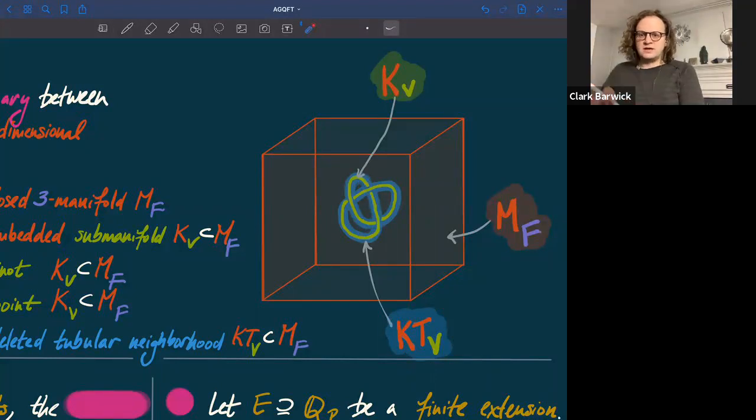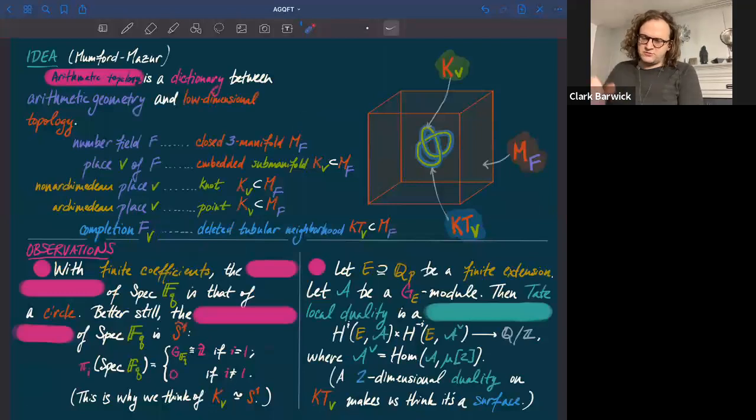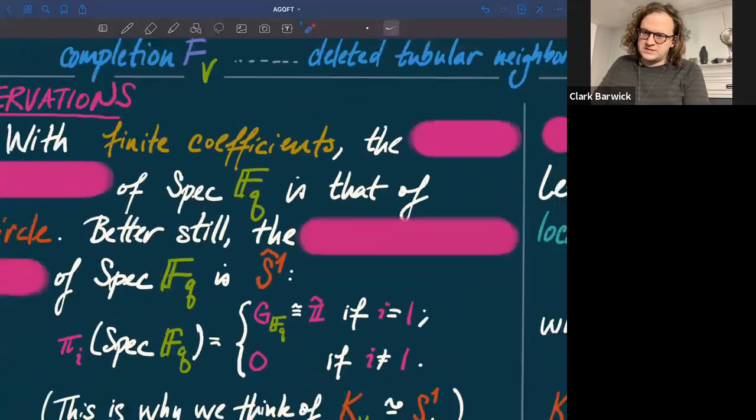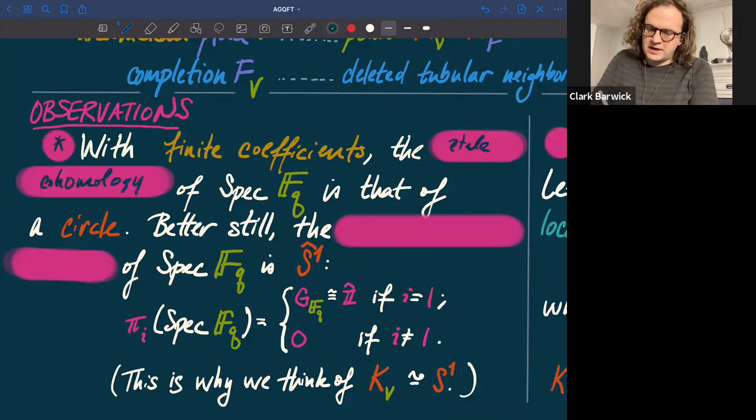So this is the yoga, but why is this the picture? What inspired this idea? Let me remind you of some basic arithmetic facts that motivated this story to begin with. And the first point is, what if we just think about the knot itself? So why a circle, for example, at a finite place? The point is that with finite coefficients, the étale cohomology of spec of a finite field is the same thing as the cohomology of a circle. It's exactly the same cohomology.